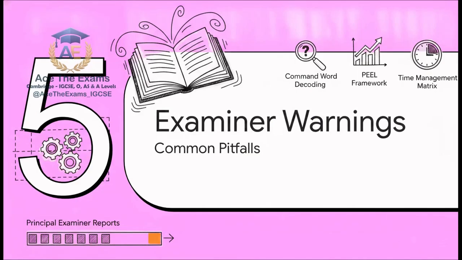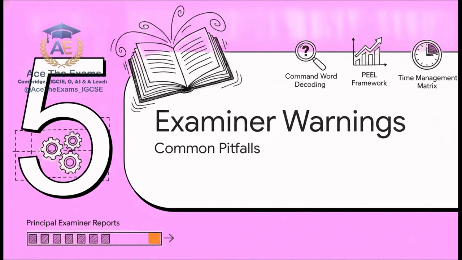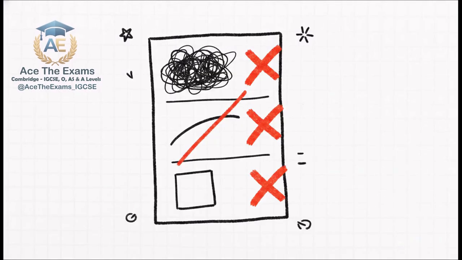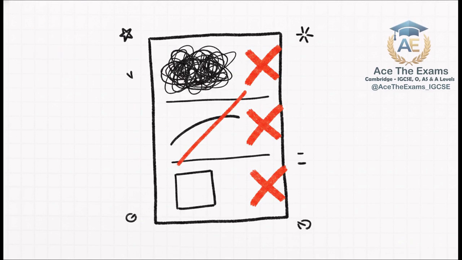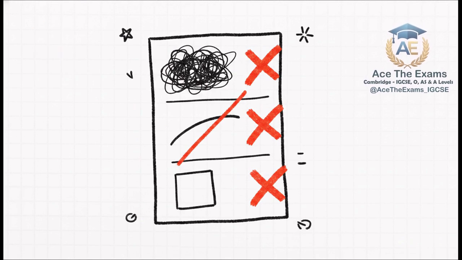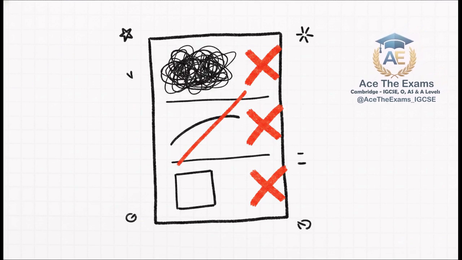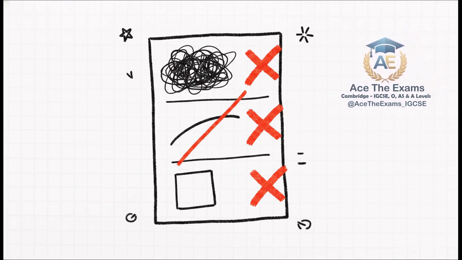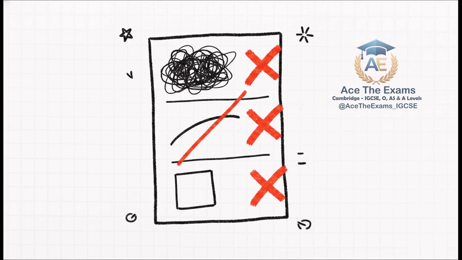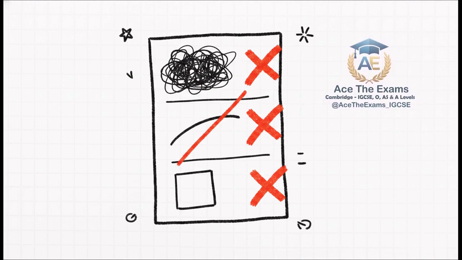Section 5. Top Examiner Warnings. Avoiding Common Pitfalls. So, we've built the framework, we've executed the strategy perfectly, and now we are opening up the official principal examiner reports to reveal the absolute biggest hazards. Listen up, because even students who know the math inside and out will lose easy marks if they commit any of these 3 formatting and presentation errors.